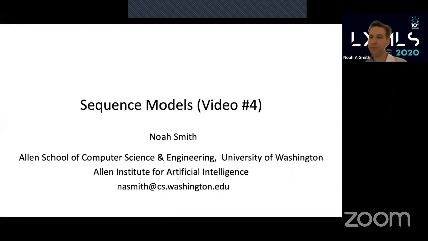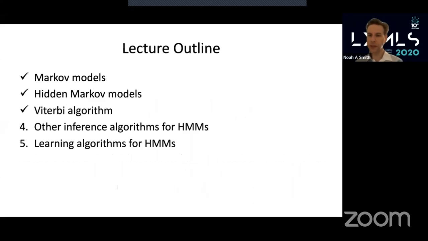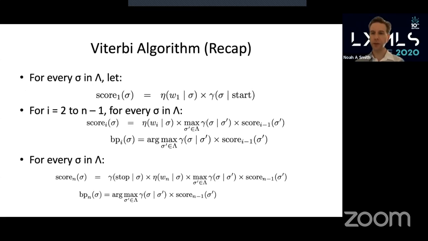Okay, picking up where we left off, we've been talking about sequence models and specifically hidden Markov models. In the last segment, we introduced the Viterbi algorithm for finding the most probable sequence of states given a sequence of observations under the assumptions of the hidden Markov model. Now, let's quickly recap the Viterbi algorithm.